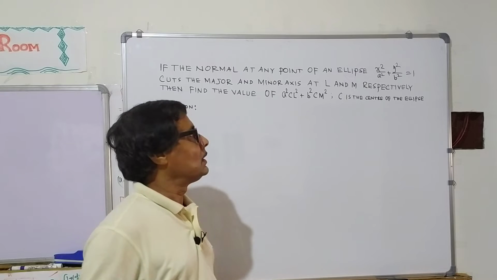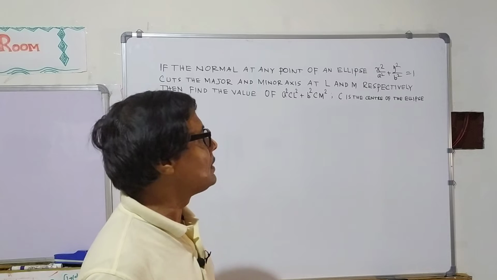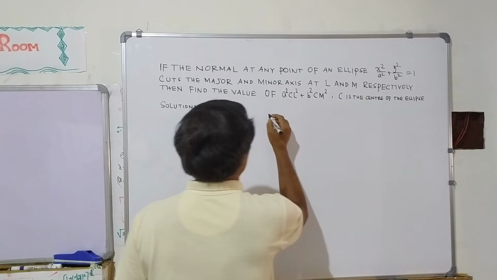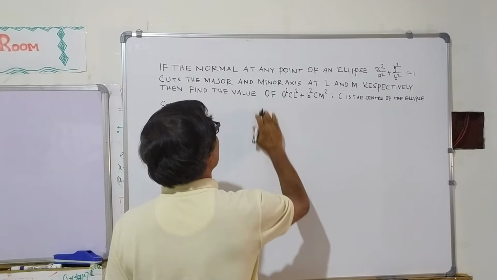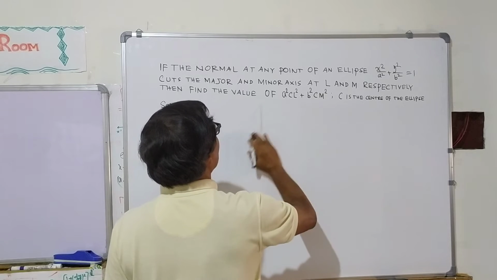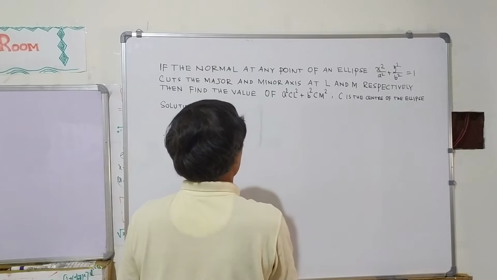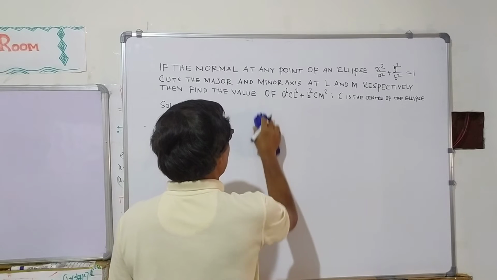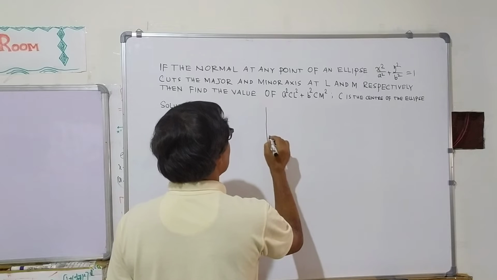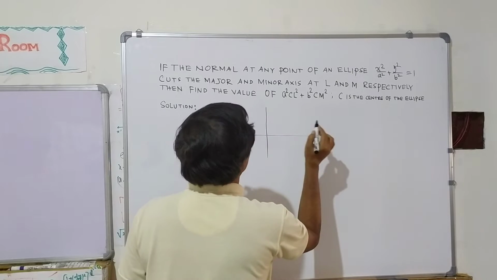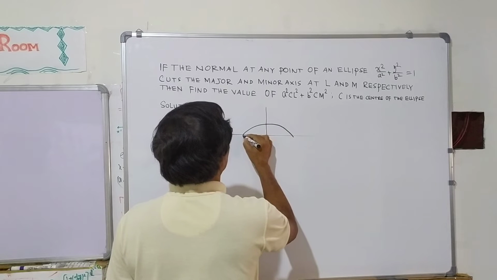At first we draw the diagram of the ellipse whose equation is given by x square over a square plus y square over b square equal to 1. This is the minor axis and this is the major axis. This is the diagram of the ellipse.